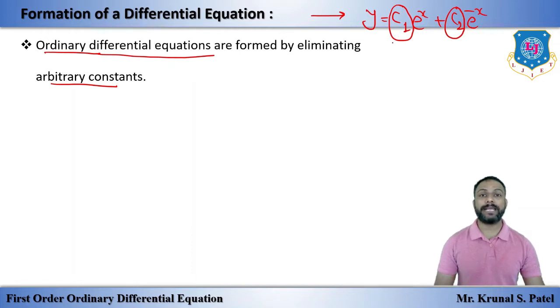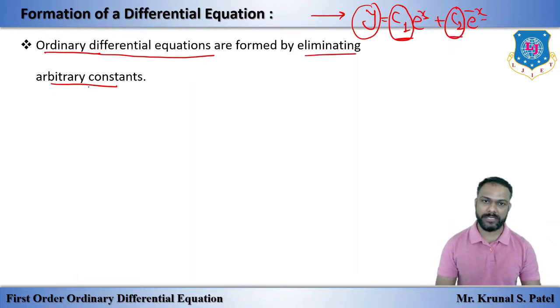So by differentiating this y with respect to the variable x two times, exactly two times, not more than two, not less than two, and we will remove these arbitrary constants. As we said, by eliminating arbitrary constants, we will get our new differential equation, an ODE of second order.